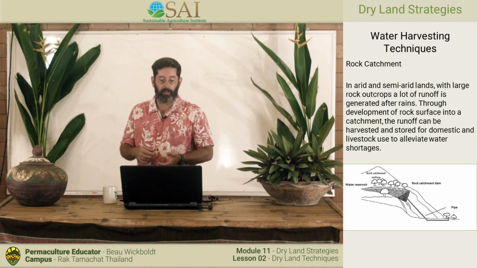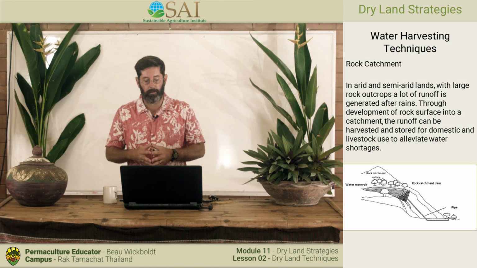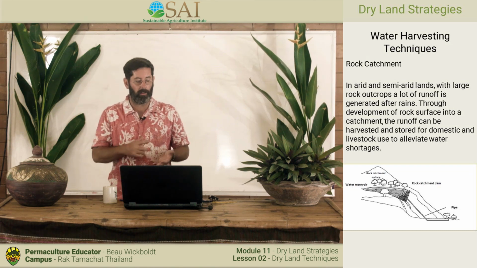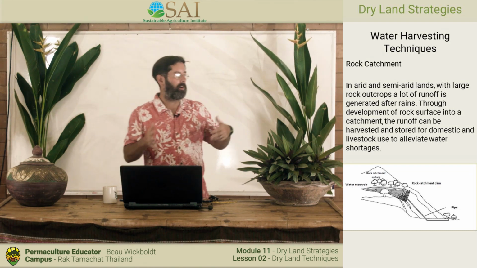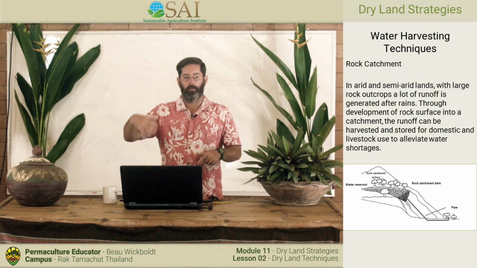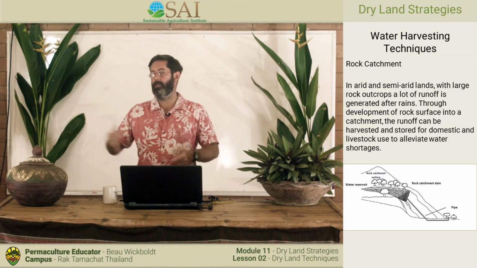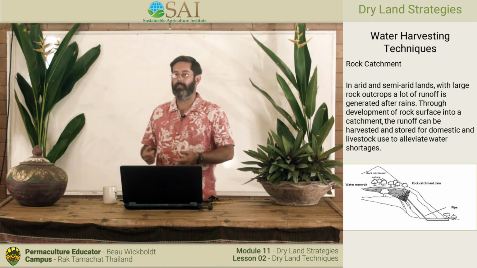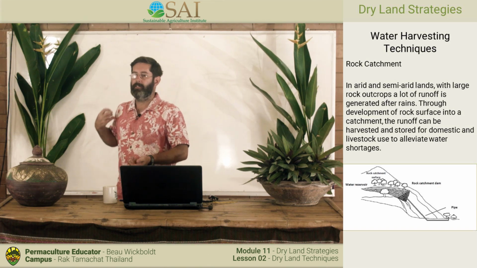The development of rock surfaces into catchment or runoff can be harvested and then stored for domestic or livestock use. And this will alleviate water shortages. So most of the time in these situations, the biggest problem you'd have is there's not enough water. So even if I have my seeds, what do I do?